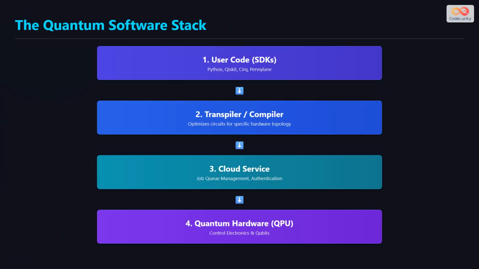To make this communication happen, we rely on a software stack. It starts at the top with your code, using software development kits like Qiskit or Cirq. Your code is then passed to a transpiler, which translates it into instructions the hardware understands. Next, a cloud service manages the user access and queuing. Finally, the control electronics send microwave pulses to the qubits on the chip to perform your calculation.